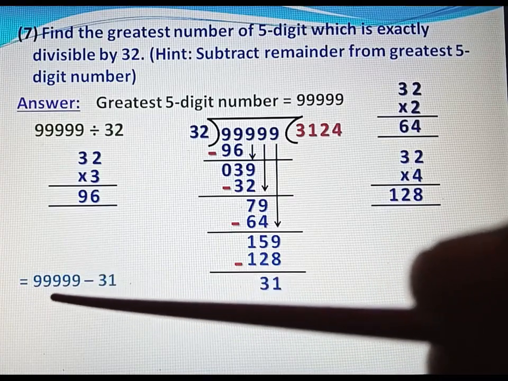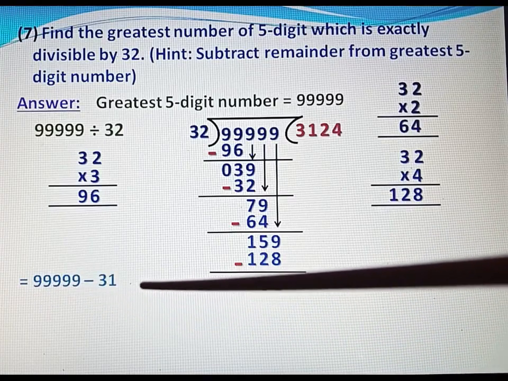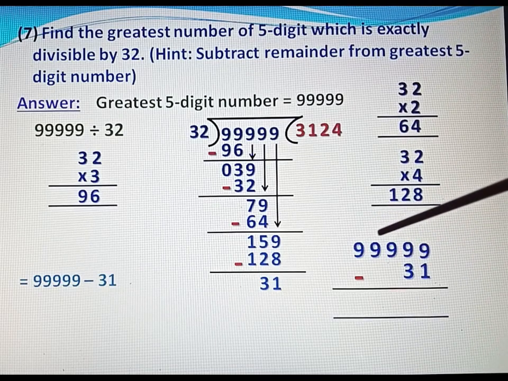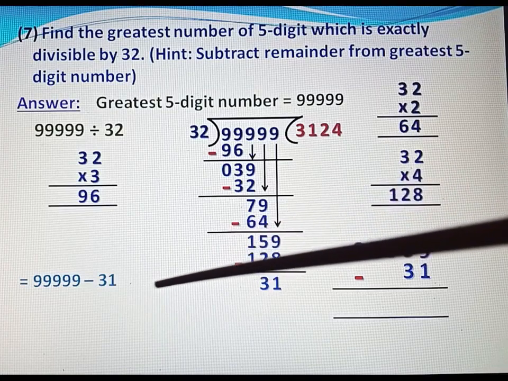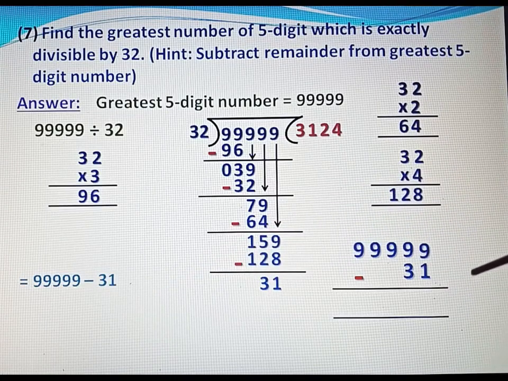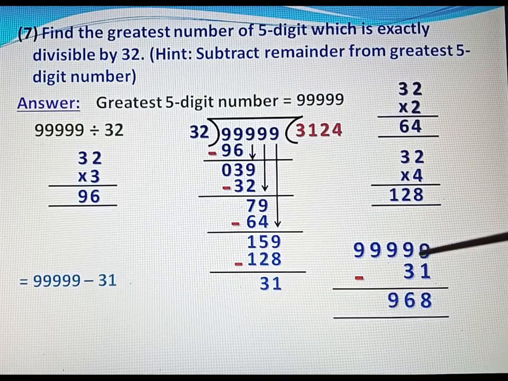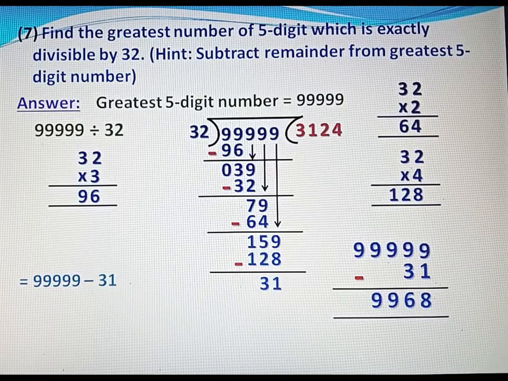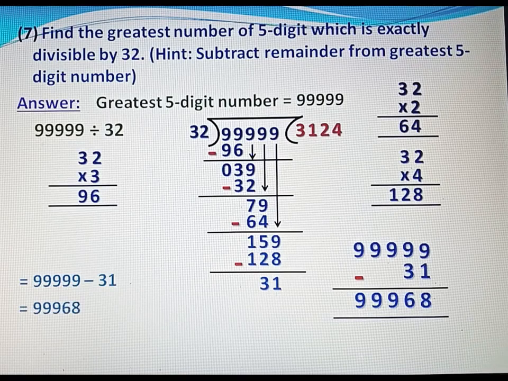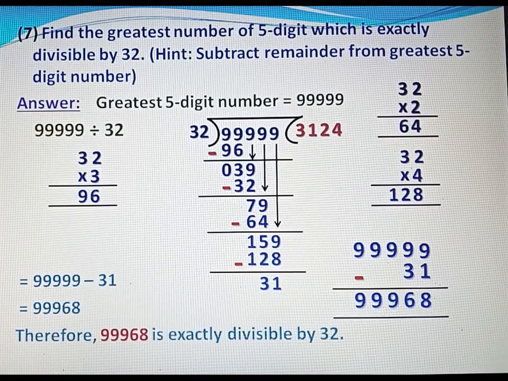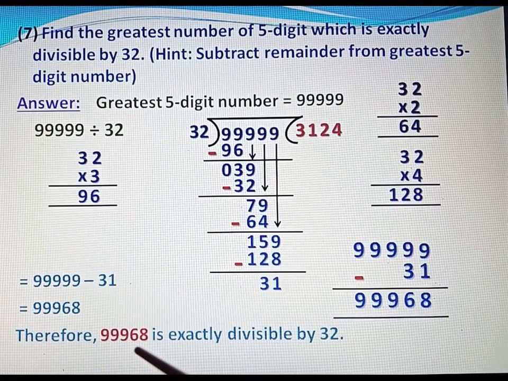See, 99,999 minus 31, we will subtract. See, we will write the numbers in columns, that is 99999, and the second number we will start from the last, that is 1 3, and then we will do subtraction. See, 9 minus 1, 8, 9 minus 3, 6, 9 as it is, this 9 as it is, this 9 as it is, that is 99,968. Therefore 99,968 is exactly divisible by 32.